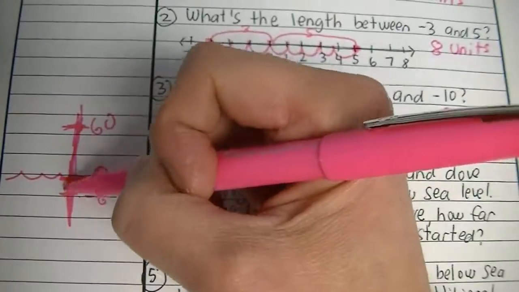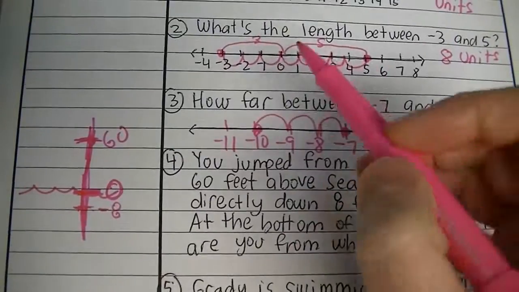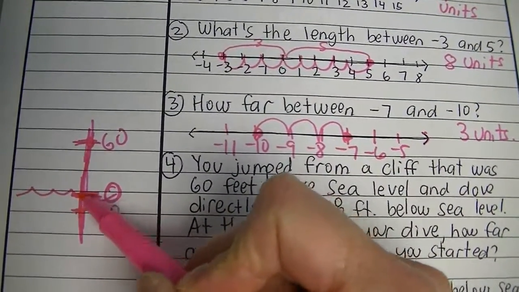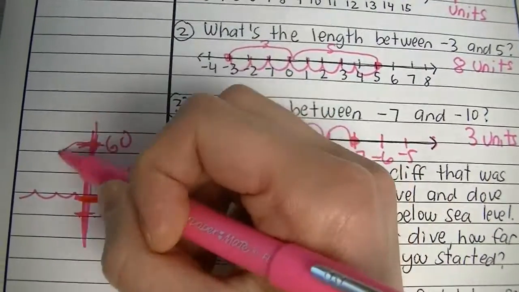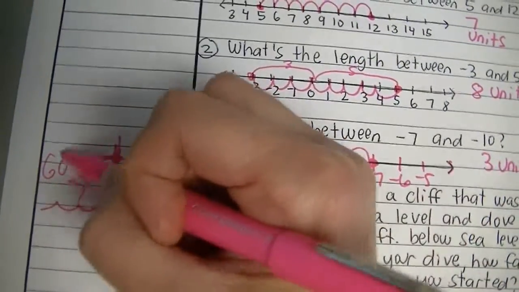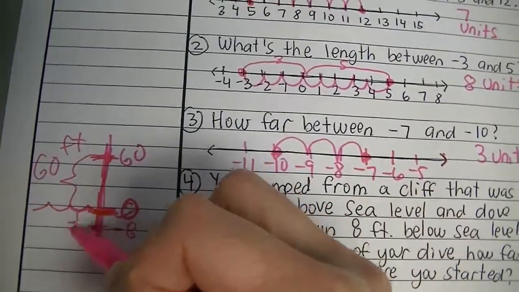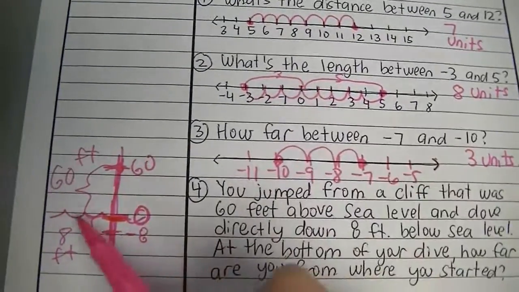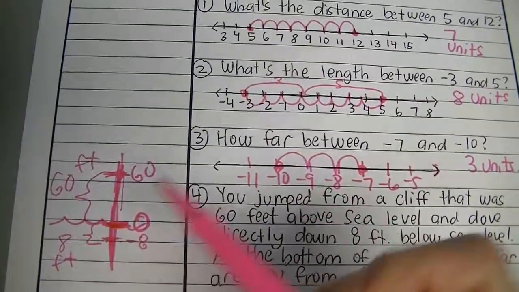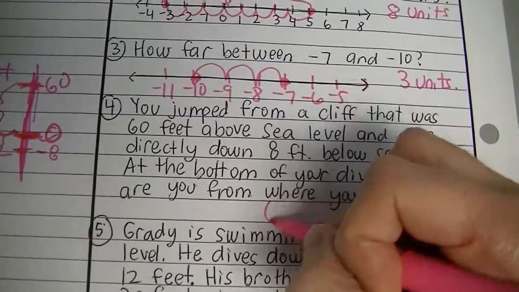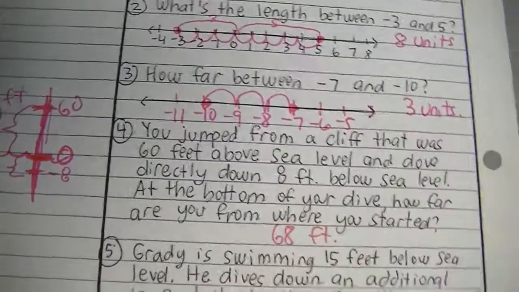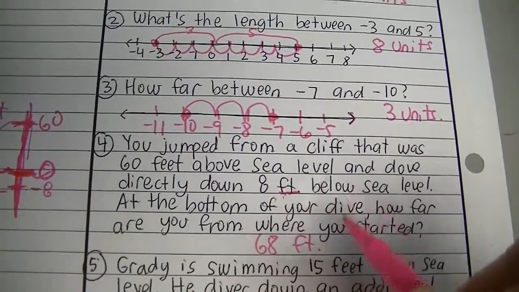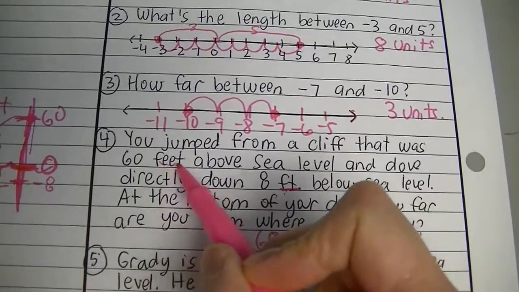Well, you started up here, you dove down here, and remember how we have 0 in the middle right there for this particular problem, I can go, okay, from there to there, it's 60 feet. From there to there, it's 8 feet. So it's similar to problem number 2, where I can just go, okay, 60 plus 8 is 68 feet. We are 68 feet from where we started, okay? I didn't write the word units because they declare that the units are in feet, okay?